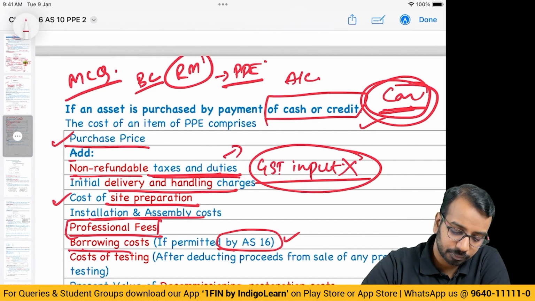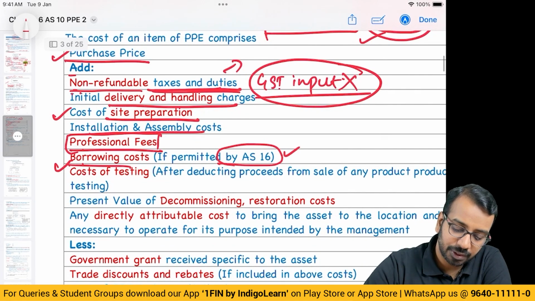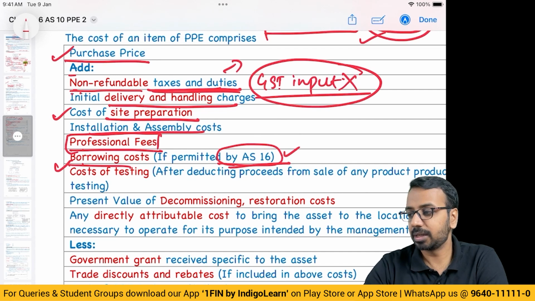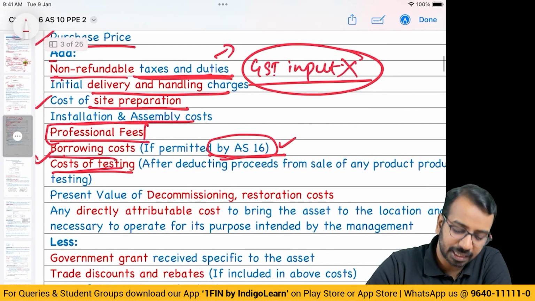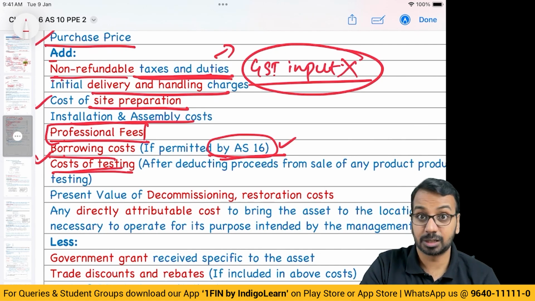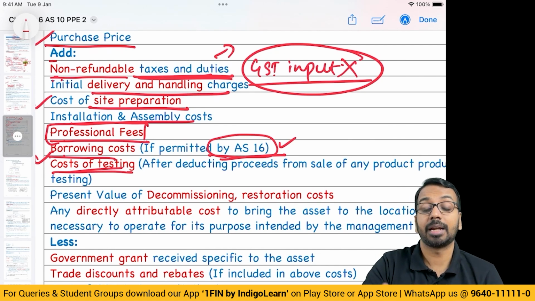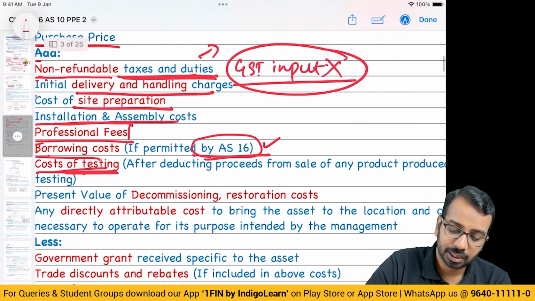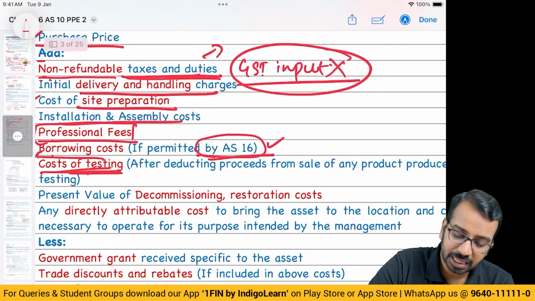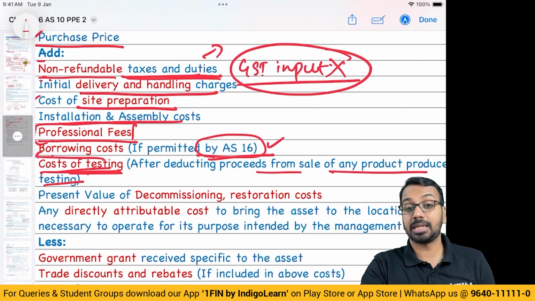So if borrowing cost, if it is a qualifying asset as per Accounting Standard 16, we will consider it. Then cost of testing. Sometimes we need to do trial runs before the property, plant and equipment can actually be operated. So if there are any testing costs, that also you will include. But if there are proceeds from sale of any product produced during testing, that you will reduce.